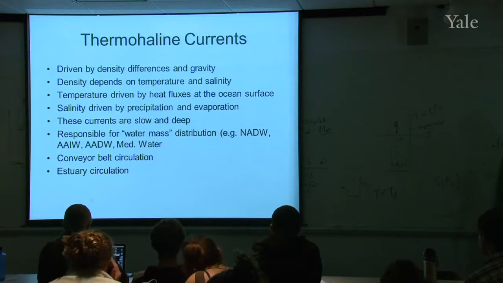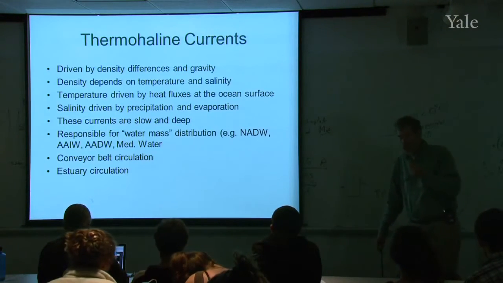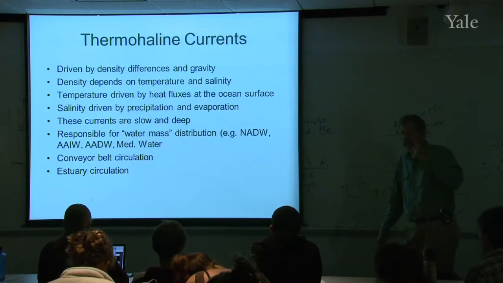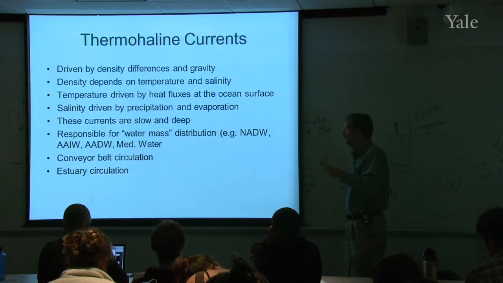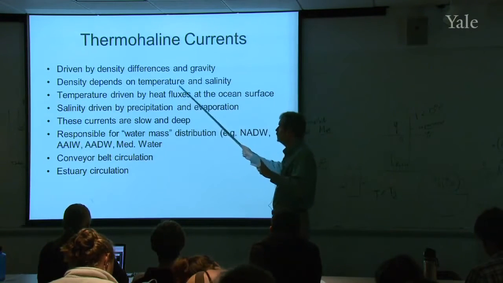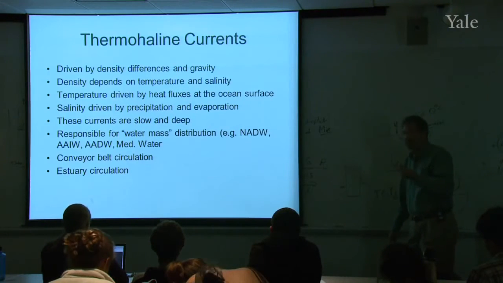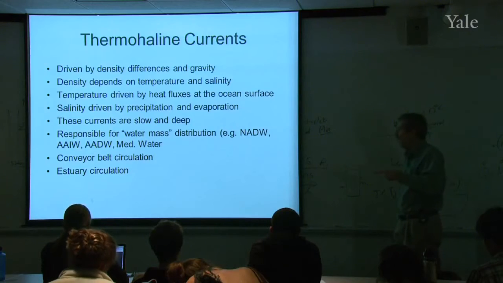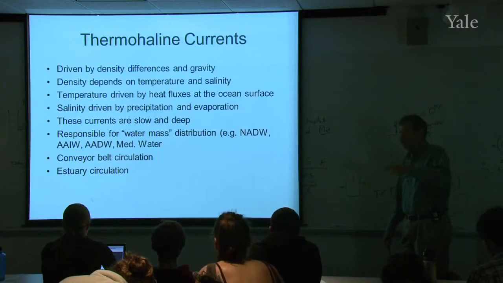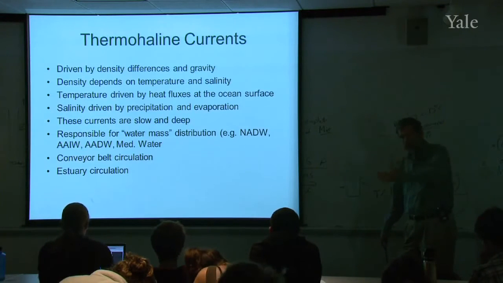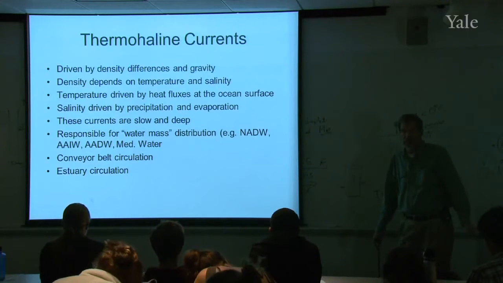So if those are our three forcings, then what do they do to the ocean? Well, the first two, the heat and the freshwater input, will modify the temperature and the salinity. The temperature and salinity will in turn change the density of the seawater, and then gravity will act on those density differences to produce currents down in the ocean.